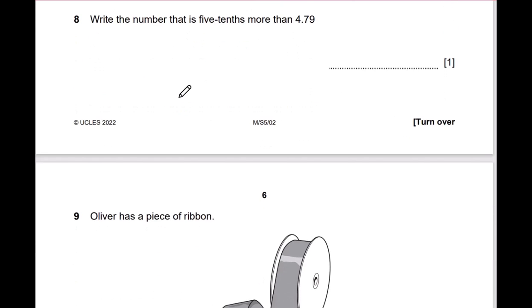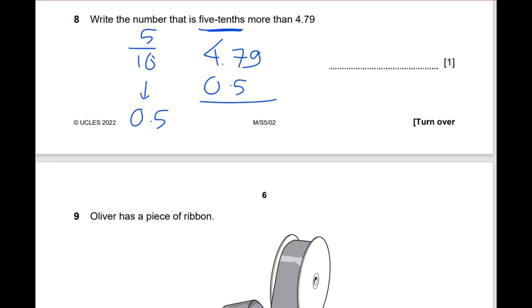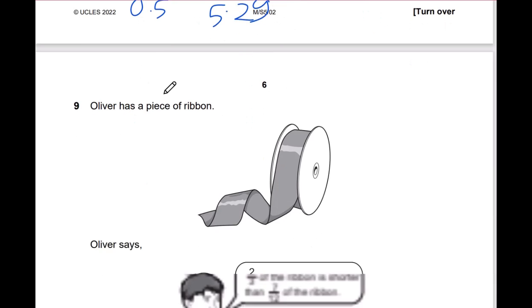Write the number that is 5 tenths more than 4.79. Okay, let's check it out. If you're not done, you may pause this video. 5 tenths means 5 over 10. 5 over 10 is 0.5. So 0.5. 9, 12, 1, 5, 5.29. 5.29. Okay, so that will be our answer, guys. Let's go to number 9 now.